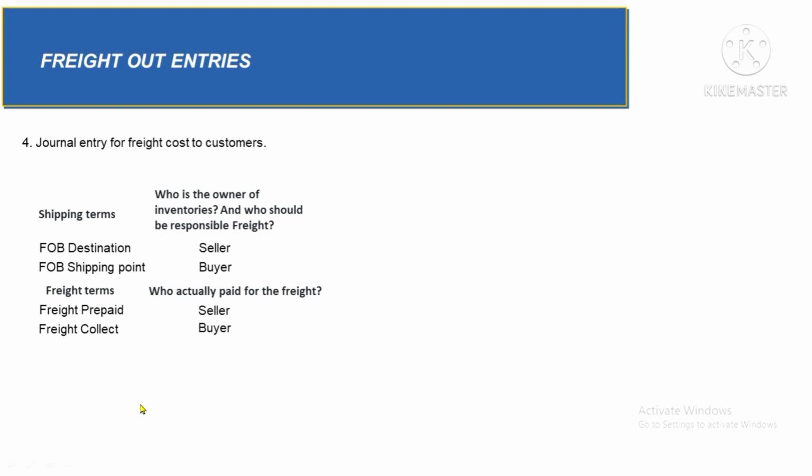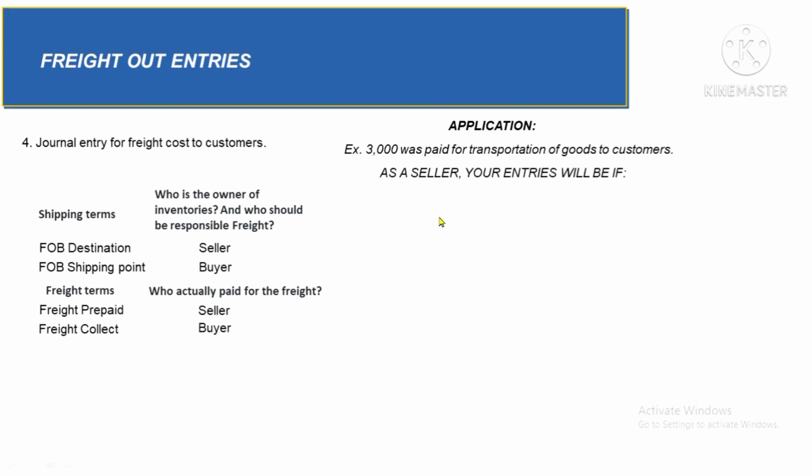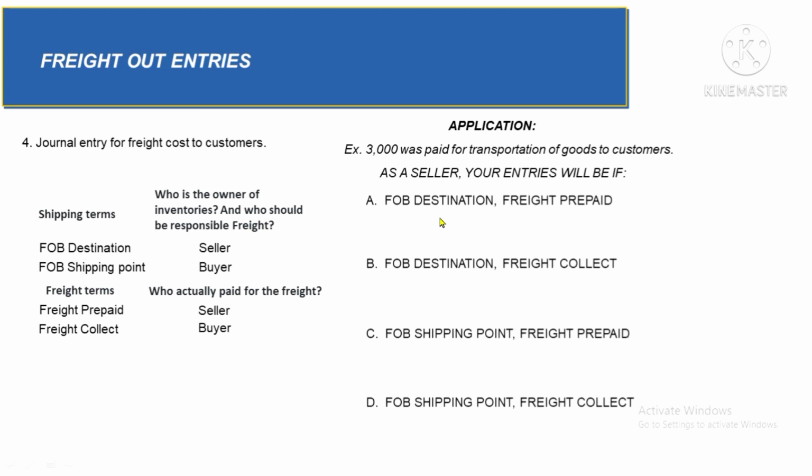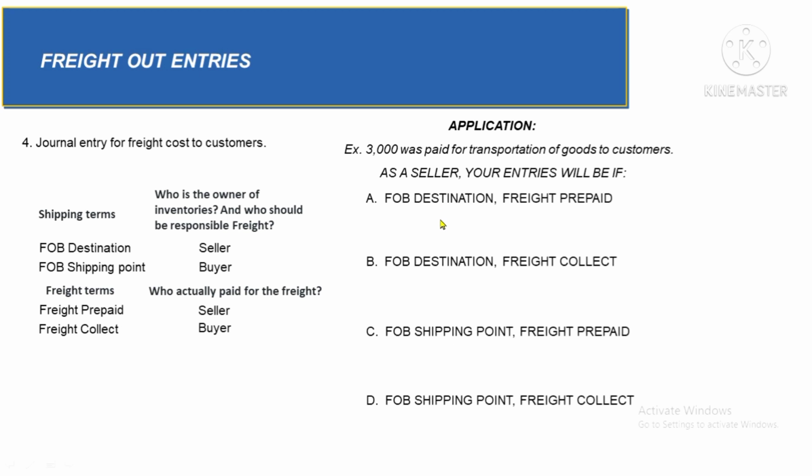Now, let's move on to the application of what we have learned. So we have a situation right here. So we have our example. 3,000 was paid for transportation of goods to customers. So what are the entries? Of course, it depends. The entries depend on these 4 possible combinations that we need to understand.